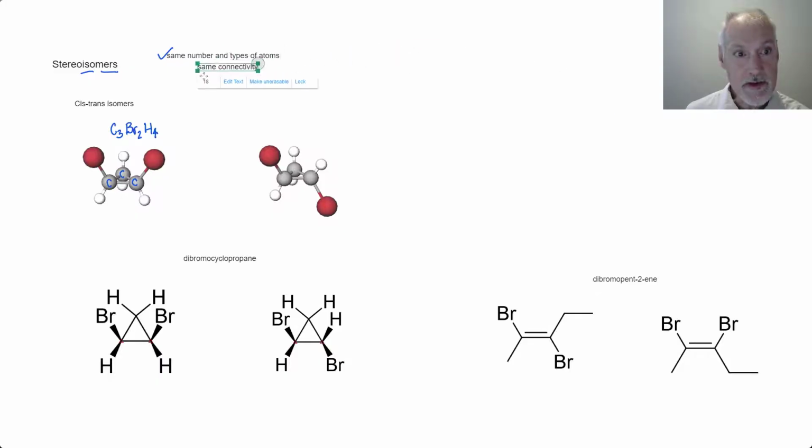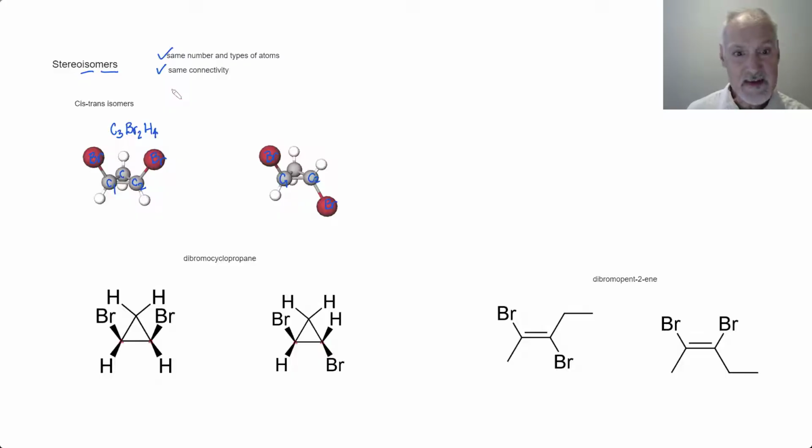They also share the same connectivity. And what I mean by that is if we take a look at the bromines that are present in this, one is attached to carbon number 1, and one is attached to carbon number 2. And that's the same in this structure. Carbon 1 has 1 bromine. Carbon number 2 also has a bromine. So they share the same connectivity.